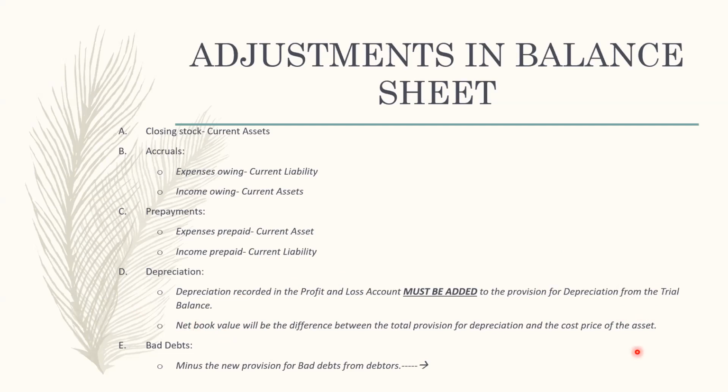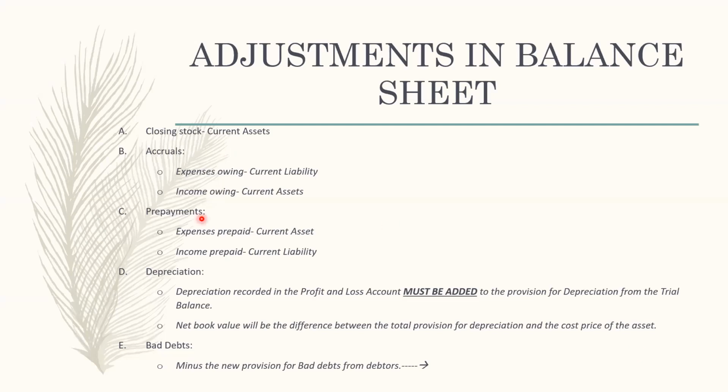We have net book value, which is the difference between, we said it in the previous slide, cost price minus your total provision for depreciation. That's your net book value. And then we have bad debts, which is you minus any new provision for bad debts from your debtors. So provision for bad debts being the expense, you will have to account for it now in the balance sheet. I am going to show you all how we can account for these adjustments in the balance sheet.